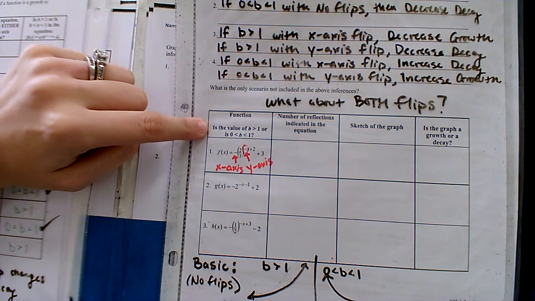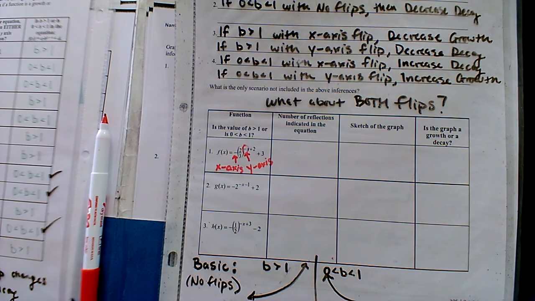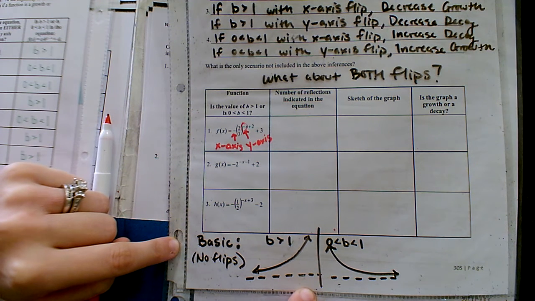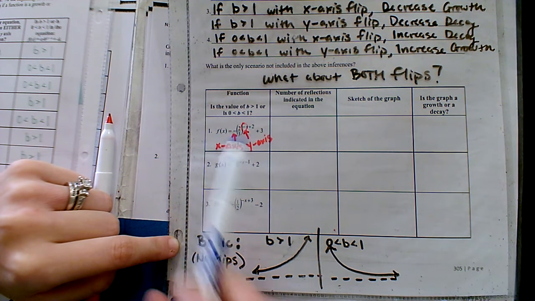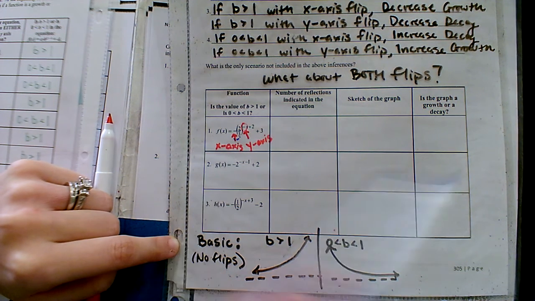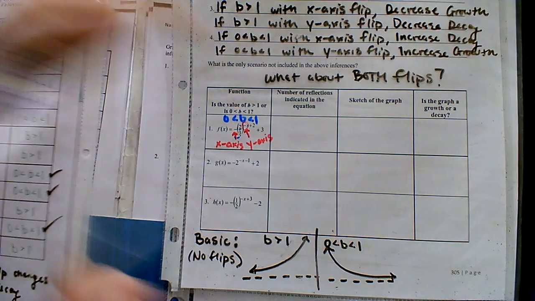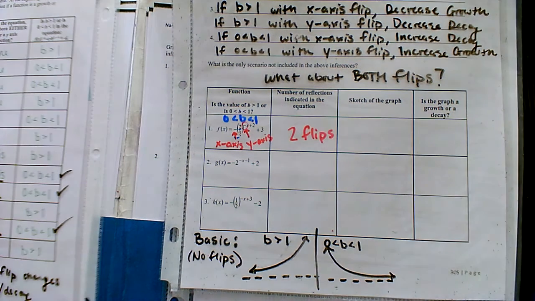So looking at our first one, is the base value bigger than 1 or between 0 and 1? Somehow we got to figure out which basic graph we're starting with. Can we identify the base? What number is being raised to a power? Do we see the 2/3? Okay, and 2/3 is between 0 and 1. Okay, number of reflections, we said there should be 2 because we have a negative out front and in the power spot, so we're actually going to flip this both ways.